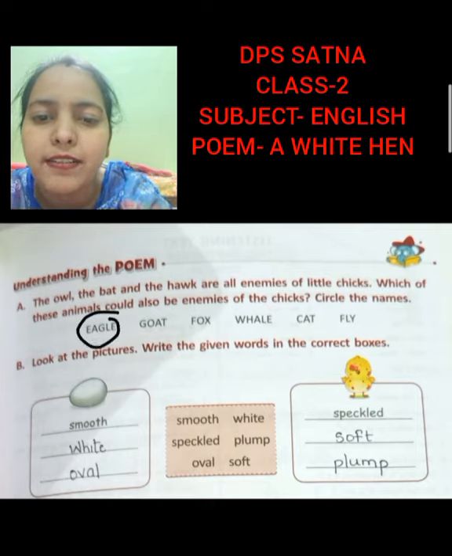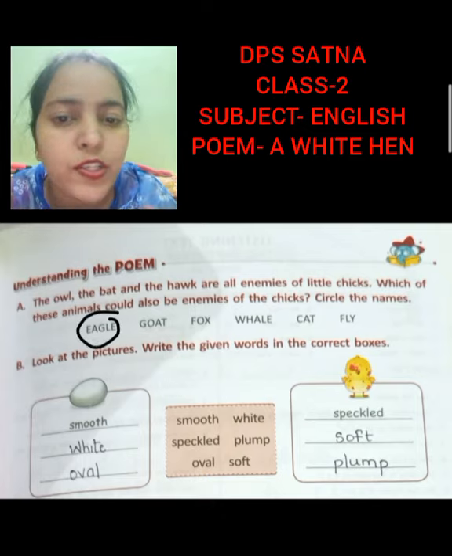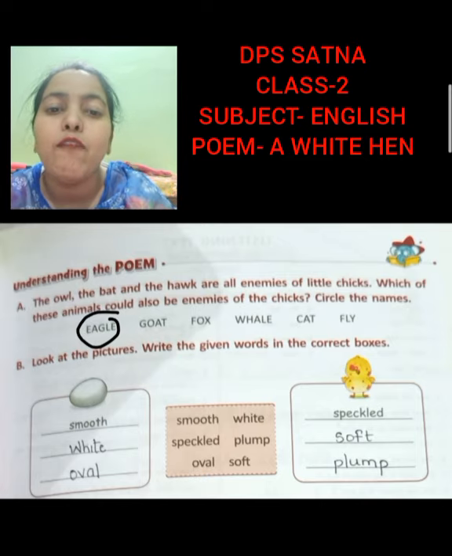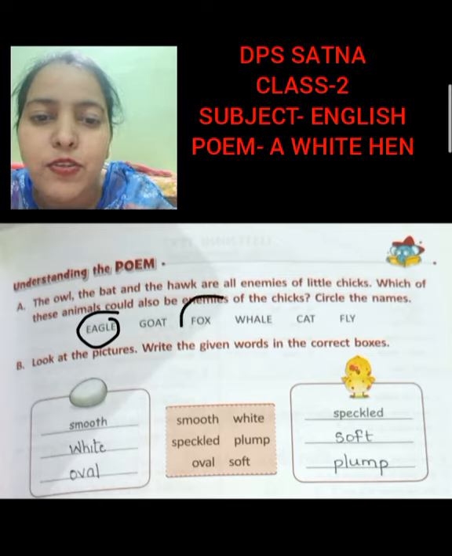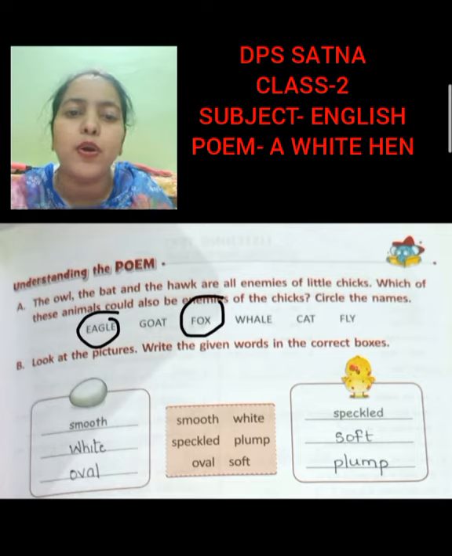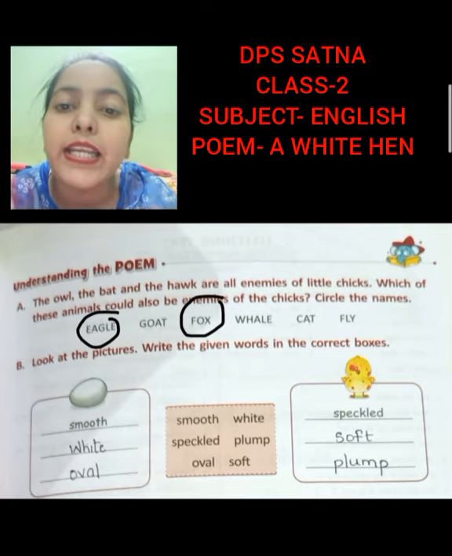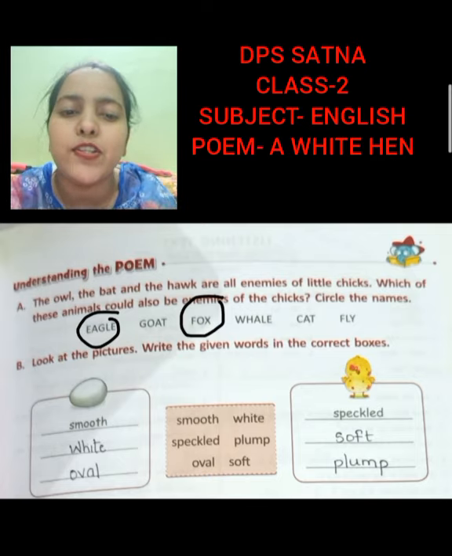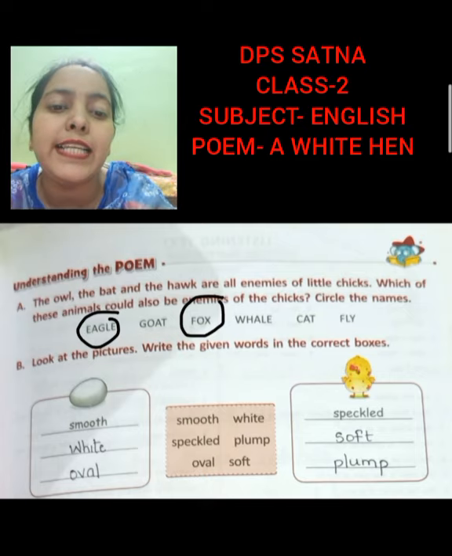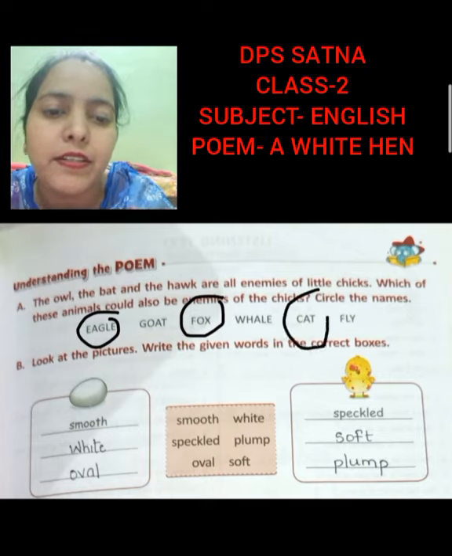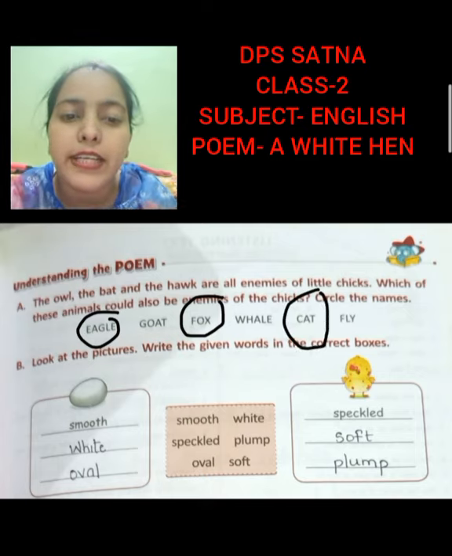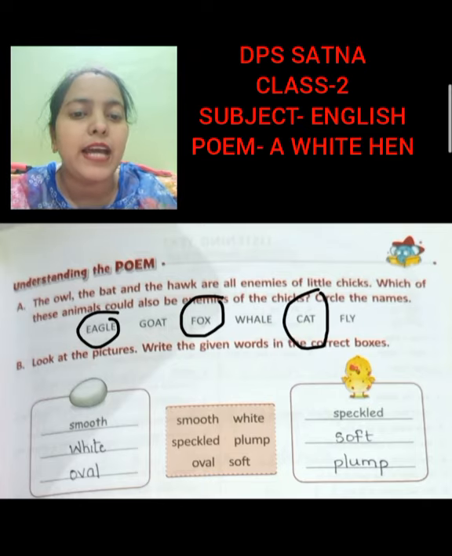So students, in this exercise, what we have to do? Filling the blank is given over here and the word is written in the bracket. What we have to do? We have to change it into past tense in yesterday form. So what we have to do? We have to add ed with the word. Okay. Now we are going to do the next exercise.